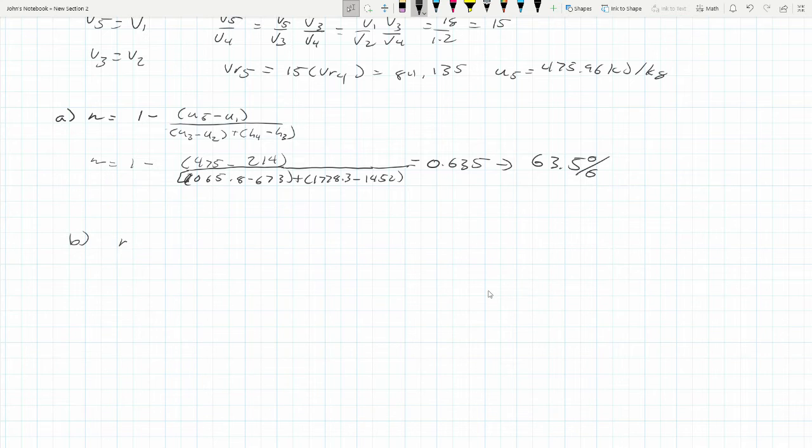Well, again, mean effective pressure is equal to the work of the cycle divided by the mass all over specific volume at state point 1 times 1 minus 1 over R. So we need the work of the cycle, yay, which is equal to U1 minus U2 plus H4 minus H3 minus U5 minus U1 from here.